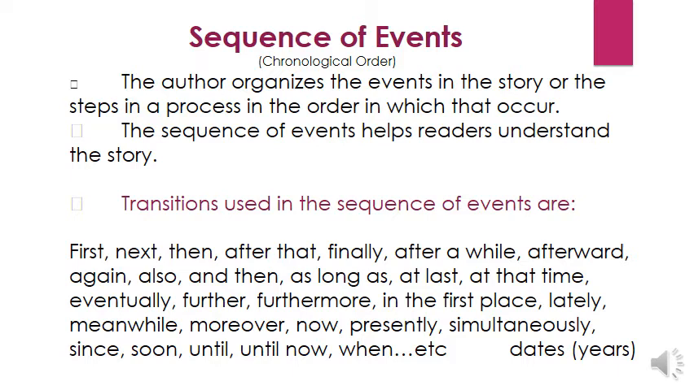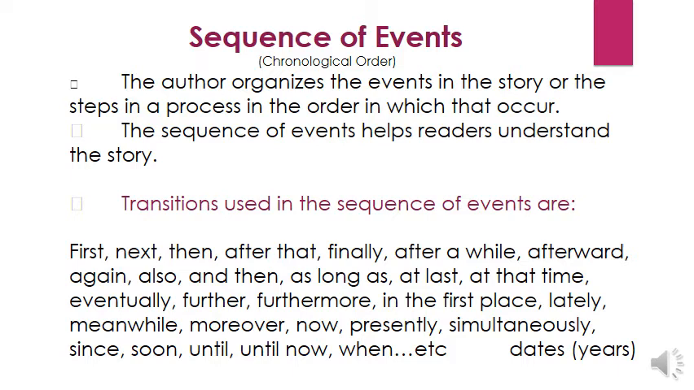Now we are going to start with a new comprehension skill, which is the sequence of events, or the chronological order, or the time order. In this comprehension skill, we are going to learn what we mean by sequence of events and when this sequence is used. First of all, when a writer writes a certain story, he usually follows the time order, because the writer usually writes the events in order from the beginning to the middle to the end. So sequence of events means when we write steps in a process in order, or when we write the events of a story in order.